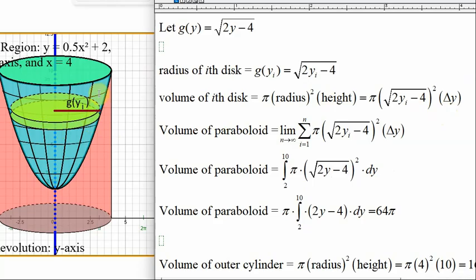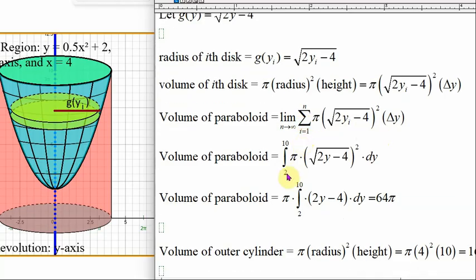And once again, if we want the exact volume for this paraboloid, then we need to divide it into an infinite number of slices, meaning allow n to run to infinity. And so we let n approach infinity, and then we get this limit quantity right here. And then when the limit here exists, we find it as the definite integral from 2 to 10. And then here we get pi, and then the square root of 2y minus 4 squared, and then dy. And then simplify here, we get 2y minus 4.